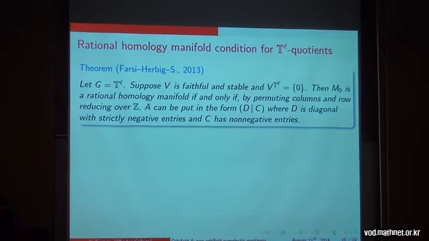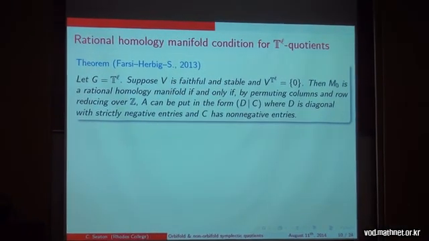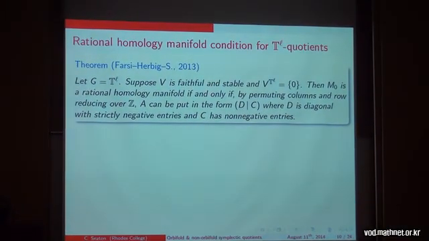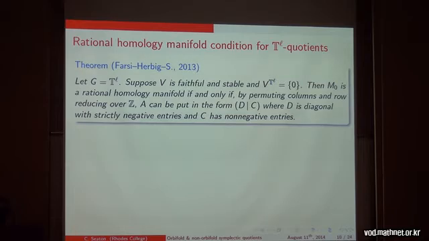Okay, so the next result is a result that shows a lot of non-orbifold cases. The idea here is still, in the case of a torus, we have a faithful and stable representation with trivial fixed points, so just fixing the origin. Then the symplectic quotient in this case will be a rational homology manifold if and only if, by permuting the rows, permuting the columns and doing row reduction over Z, you can put it in the form (D C), where D is a diagonal matrix with strictly negative entries and C has non-negative entries.